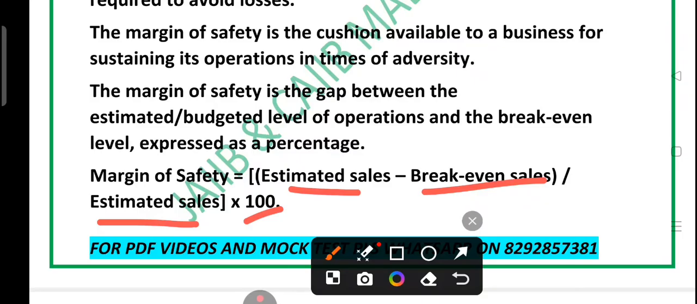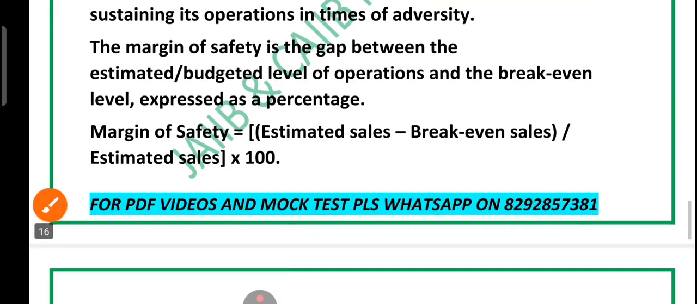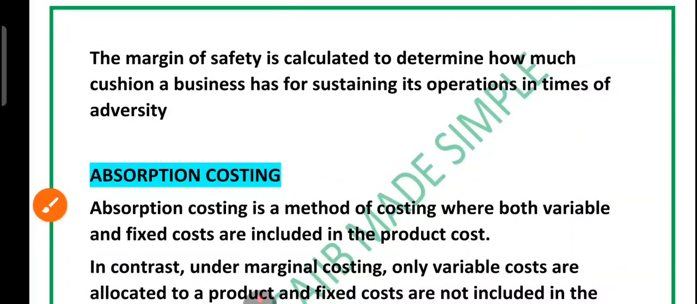Remember, for your examination, break even is the minimum survival point. That's why we are subtracting from break even, right? And margin of safety means extra cushion for the bad time, isn't it? Now friends, let's look at the next slide.